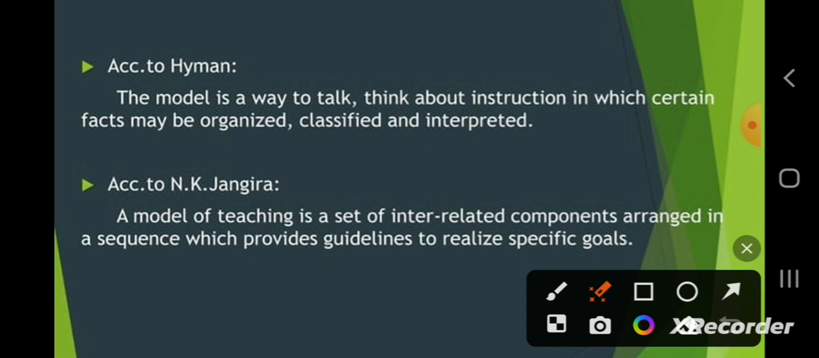This definition suggests that teaching models are tools for understanding and articulating the complexities of instruction. They provide a structured way to consider different elements of teaching and learning, helping educators make sense of how instructional practices can be applied or improved.